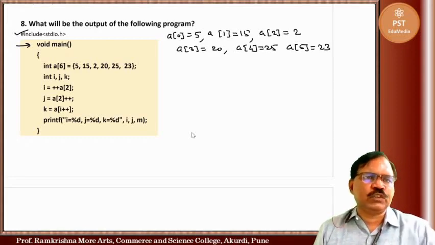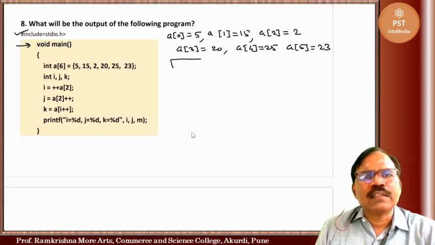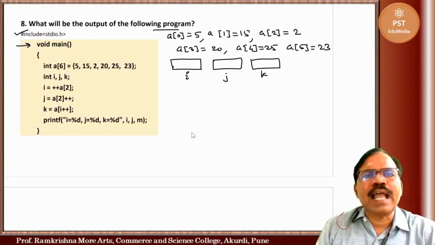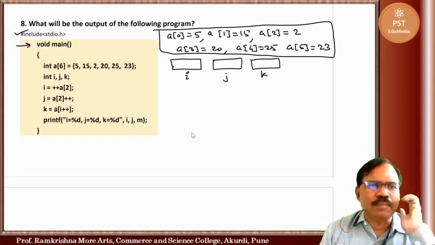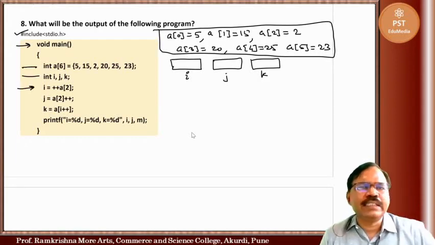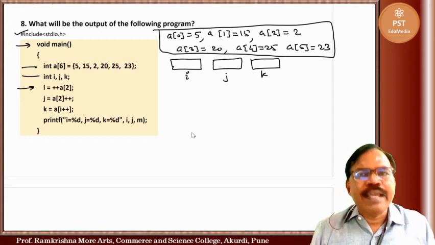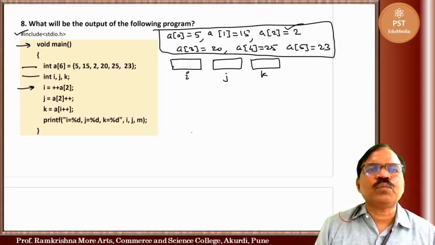These are the elements. Now int i, j, k. So we now have 3 memory locations, i, j, and k. And this array is stored serially in the memory. Now come here. i is equal to ++a[2]. a[2] means the third element of the array. That is 2.